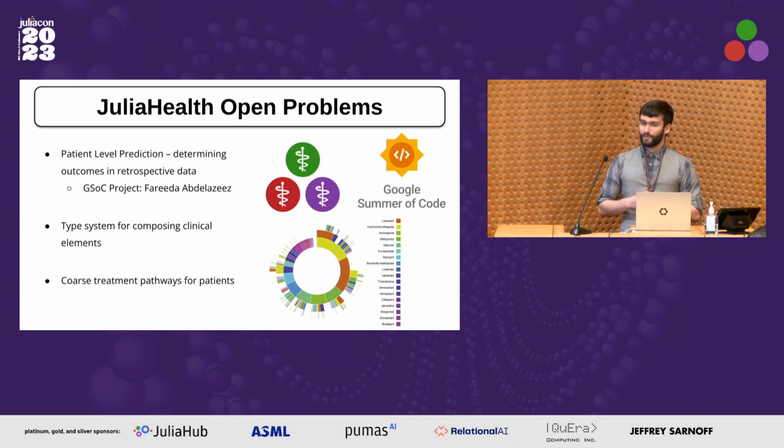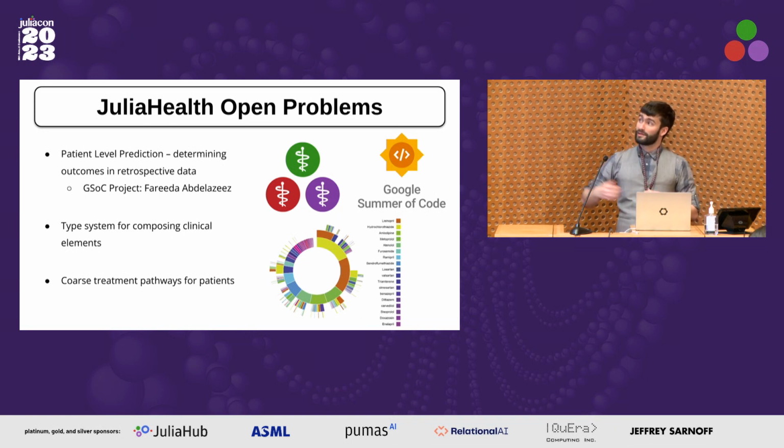I'm very excited to report that for the first time ever, we have our very first Google Summer of Code student for JuliaHealth. Her name is Frida Abdul Aziz, and she is working on patient-level prediction, which is looking at using tools like MLJ and some others in the ecosystem to be able to take retrospective patient populations within an OMOP CDM dataset, and then be able to predict potential patient outcomes.